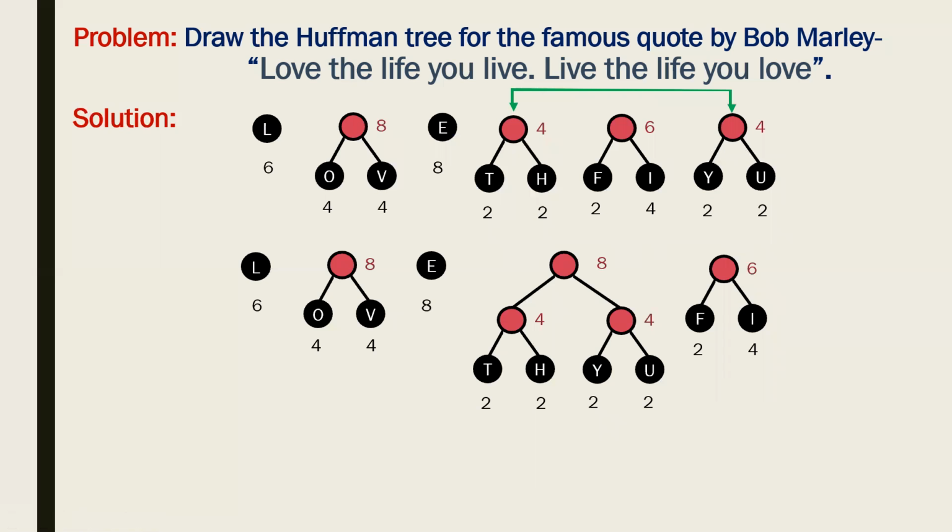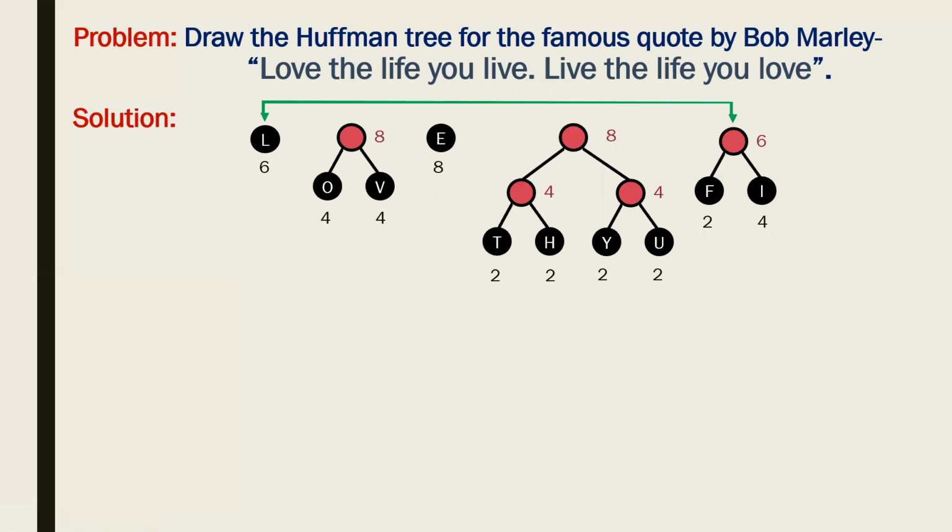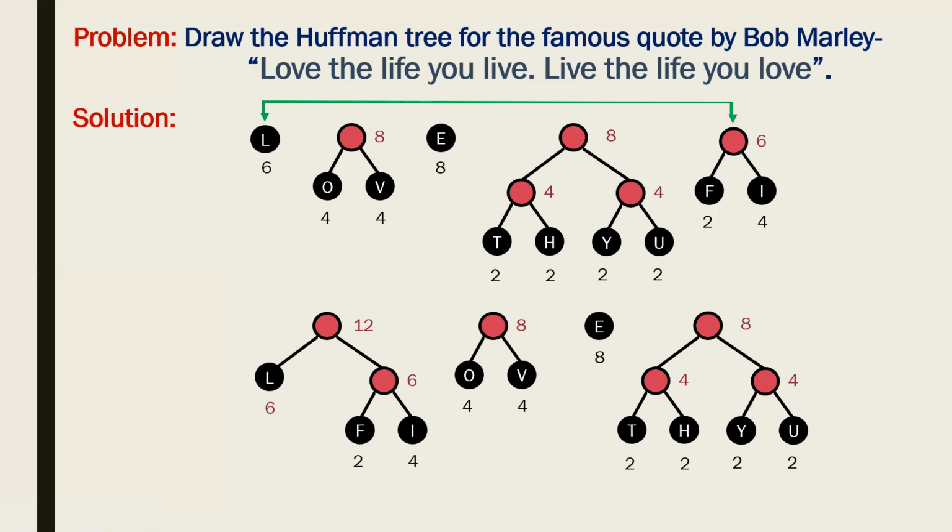Now when we scan again, the least weight is 6, which is of the L and this last node. First and last have the least weights. So combine these two, and we get this one. The total weight is 12, 6 plus 6. And these 3 trees are just copied downward.